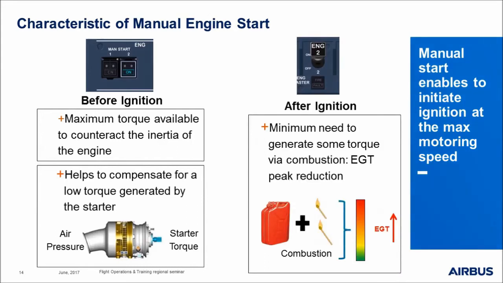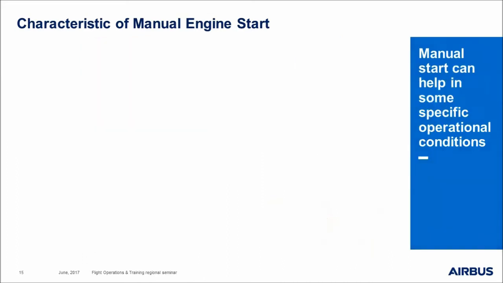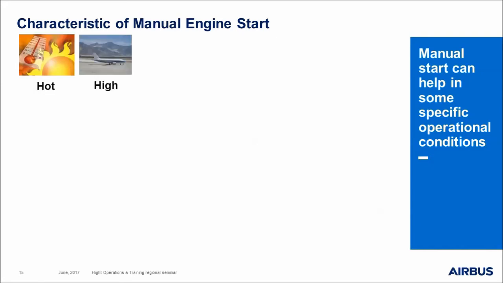After ignition, being at the maximum motoring speed minimizes the need to generate torque via combustion, and this reduces the EGT peak. Due to these characteristics, manual engine start can help to start engines in certain specific operational conditions.